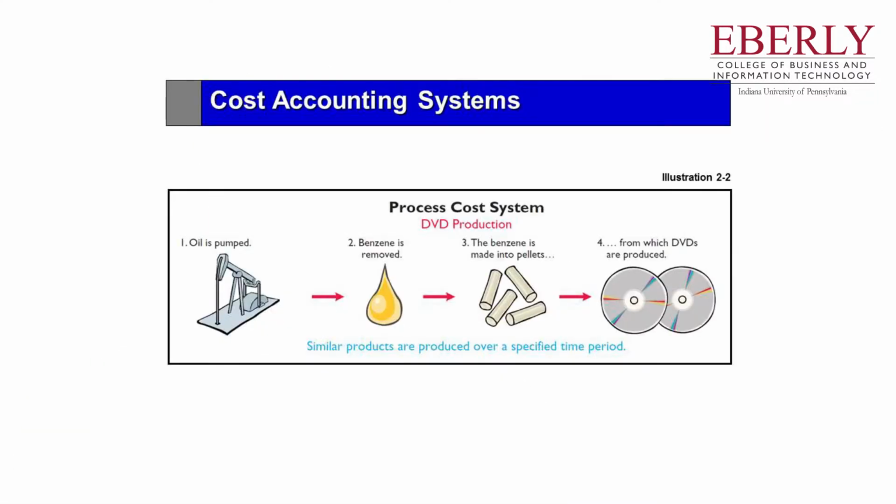Now, in a process costing system, you assign the cost to the department or processes for a specified period of time instead of to a particular job. So for example, there might be a process of pumping the oil or benzene being removed, and then benzene pellets might be made to produce CDs. Each of these is a separate process for which the cost will be accumulated in each of those processes or in each of the departments to which they are related.